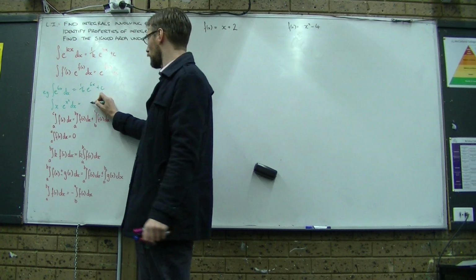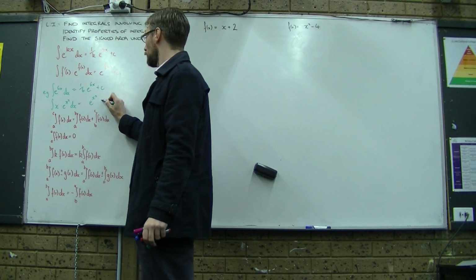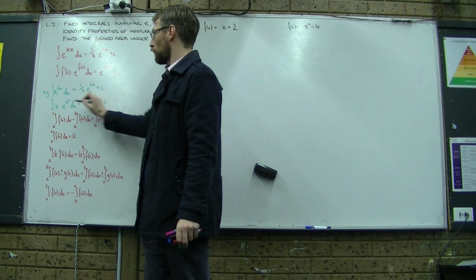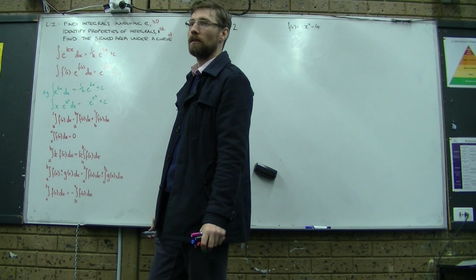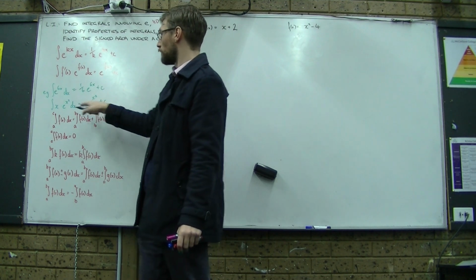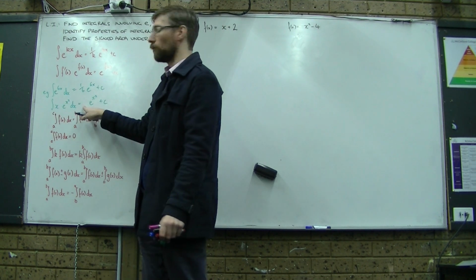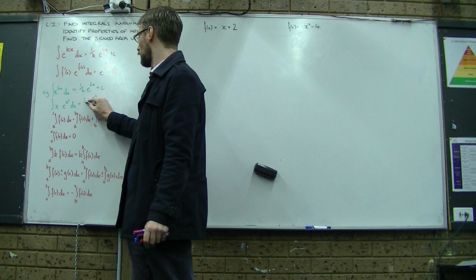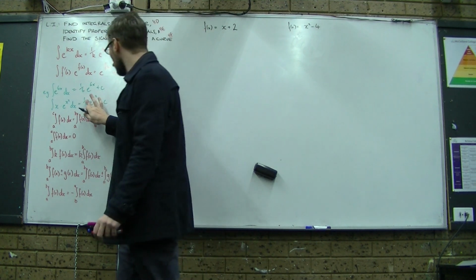Okay, so e to the x squared definitely should turn up. Plus c should turn up. Does this derive back to that? No, what's missing? This thing would derive to 2 times this, yeah? So what do I need to do to this? Half it. Cool.